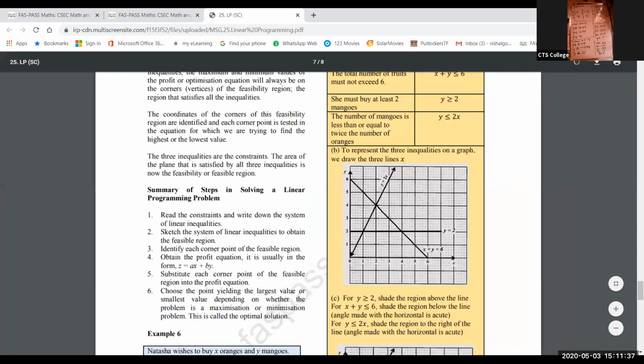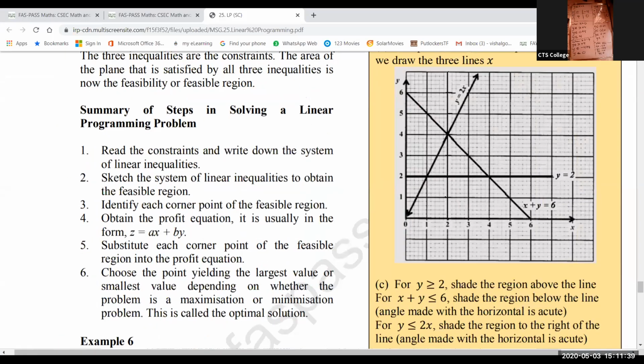Okay, so let us look at a quick summary of what you would have learned today, right? So a summary of the steps in solving a linear programming problem. Once you understand today's lesson, all you basically have to do is learn these 6 steps, right? So you have to read the constraints and write down the system of linear inequalities. So in other words, you're just reading it and writing down the inequalities that you would have been given. Obviously, you have to construct a table of values, etc.